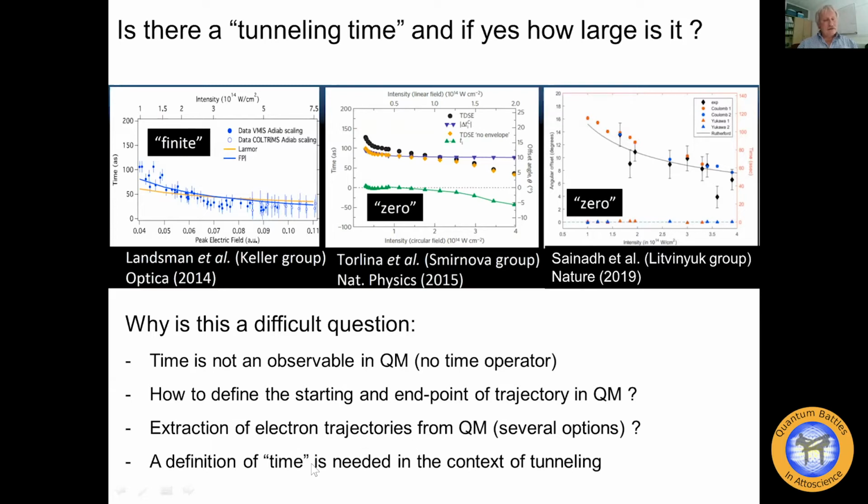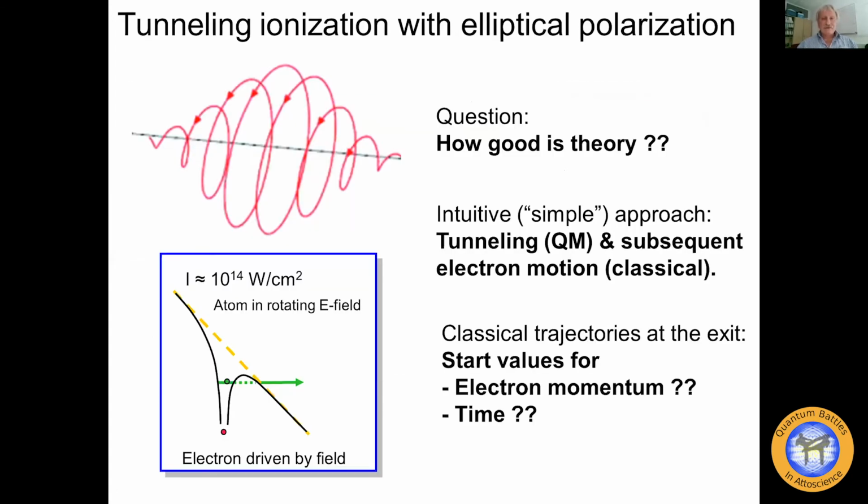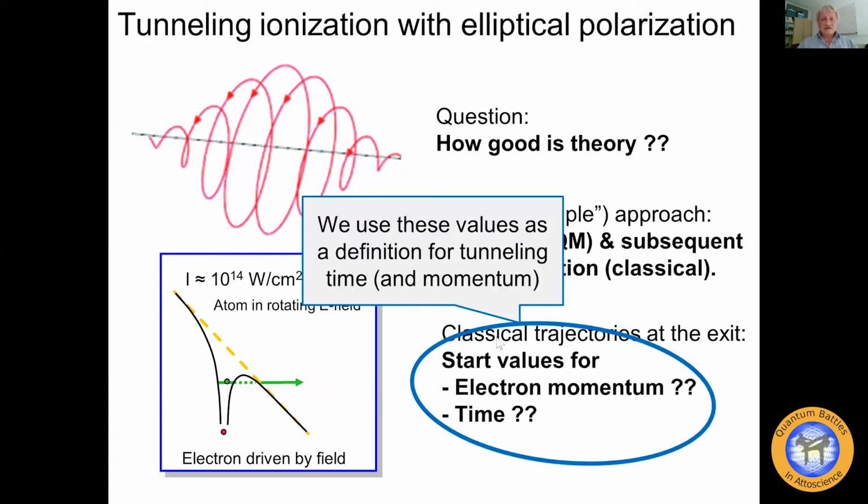So in this context, if we now discuss tunneling, we need somehow a definition of time. What do we mean with time? And we use here a very simple concept. We say, okay, we use quantum mechanics to describe the tunneling out of the barrier. And afterwards, we use classical mechanics, a classical trajectory, to describe the motion of the electron in the presence of the field and the remaining ion. In order to launch this classical trajectory, we have to define initial parameters. The initial parameters should be the initial momentum and the time after the maximum of the laser field at which we should start this trajectory. So once we have these parameters, the time and the initial momentum, then we can launch our classical trajectory and we should get very good agreement with experiment if everything is well described.